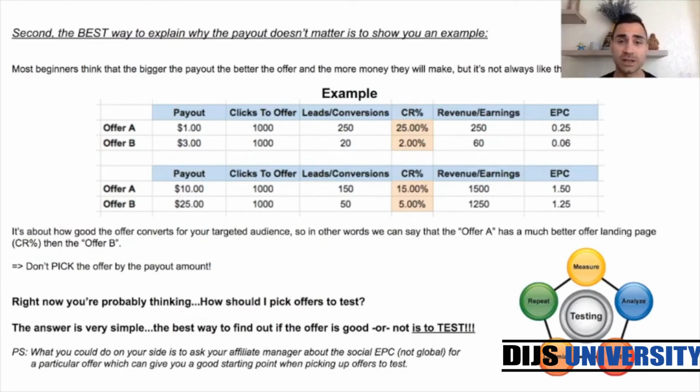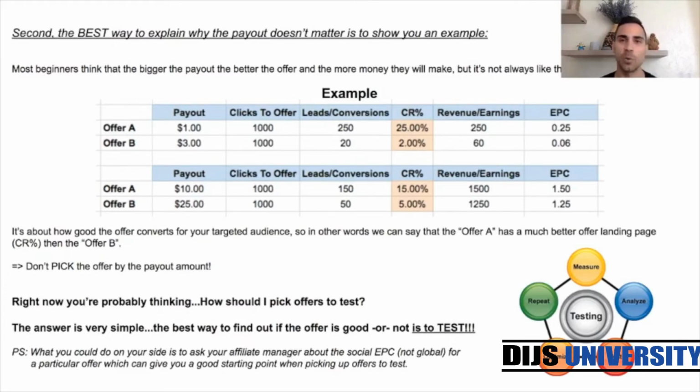So if you see from these examples here, we can say that when you're looking and searching for offers, don't pick the offers by the payouts. It's all about EPC, so earnings per click, right? So right now you're probably thinking, how should I pick offers to test? And the answer is very simple. The best way to find out if the offer is good or not is to test it. So test, test, test. If you don't test it, you don't know how it's going to perform.